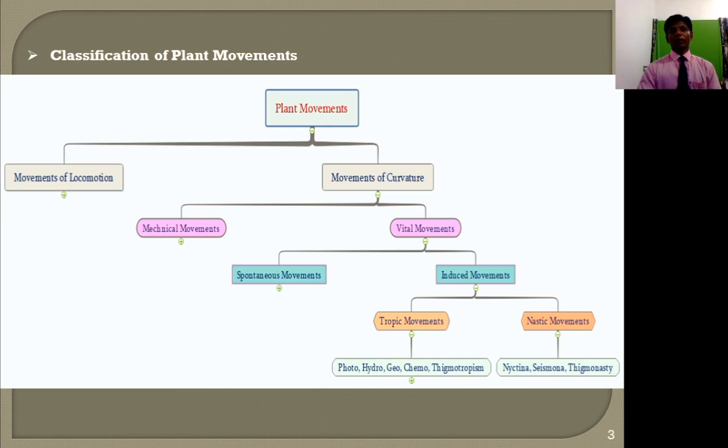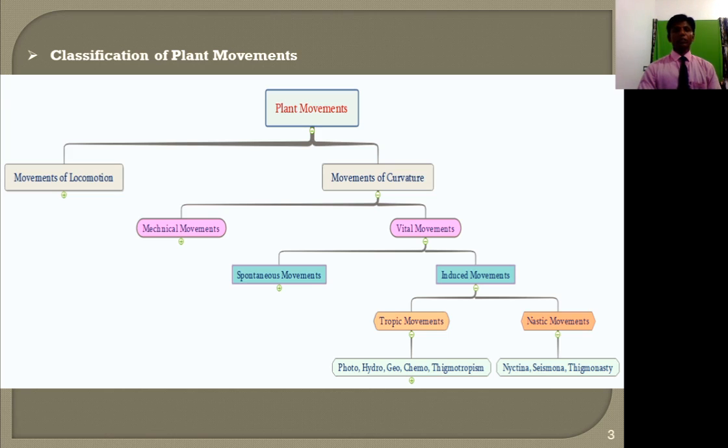Then the next type of the movements, vital movements. When the plant part or whole body curved naturally, it is called as vital movements. In other words, it can be also defined as the plant movements which occur naturally are called as vital movements. The vital movements occur in response to external and internal factors. Hence, these movements are again two types, that is spontaneous movements and induced movements.